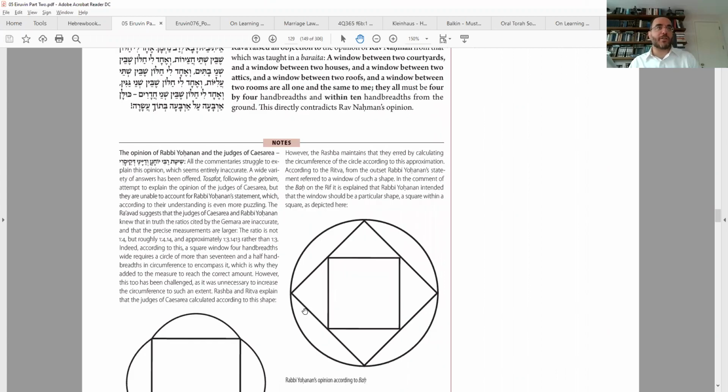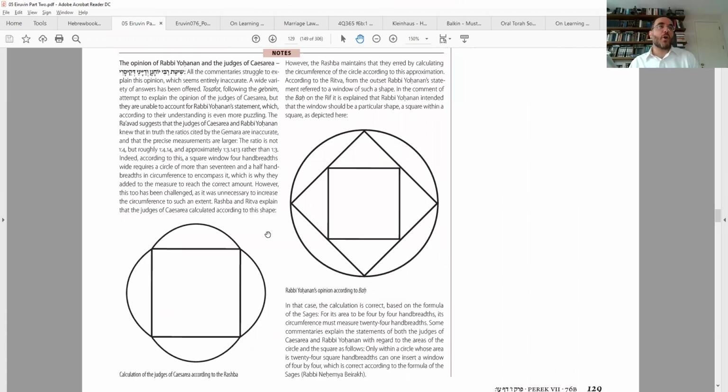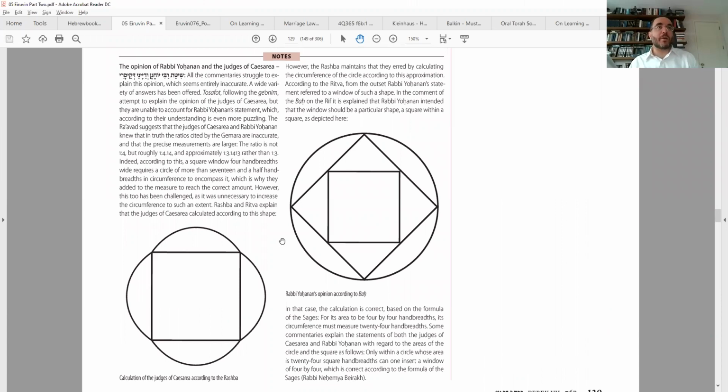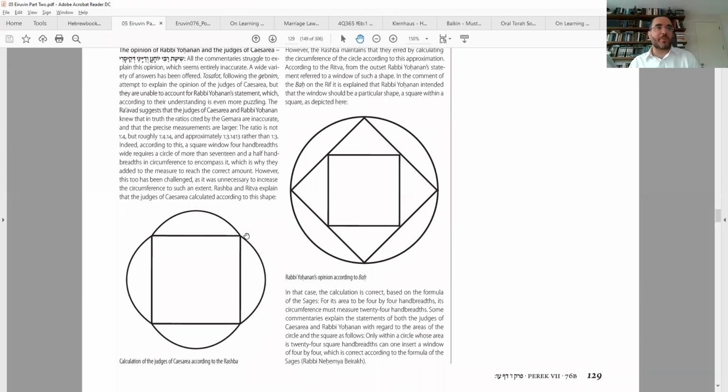Tosafot asks about this and says, how could he say something incorrect? All the Rishonim try to deal with it. Some say, well, he does know that 16.8 is not exactly accurate either, because it's a little more than 17, so better to go bigger. Okay, but you don't have to go that much bigger to go to 24. So instead, the Ashbaz says he's calculating not an exact circle, but something like this. The Bach says he's calculating a square and then another square and then another circle, but I don't know why he would be doing that.